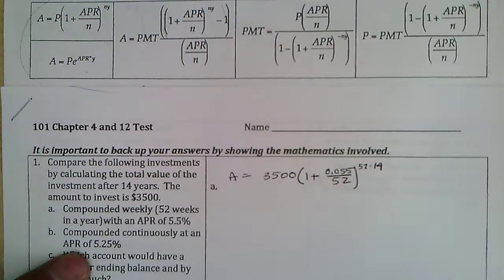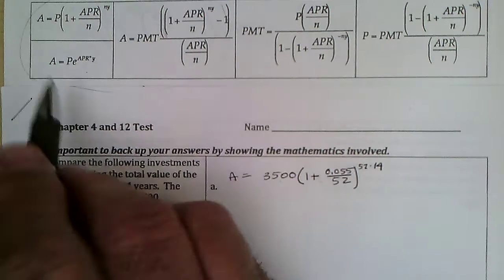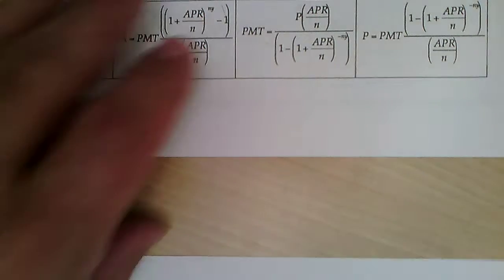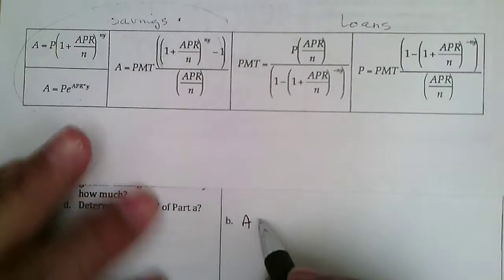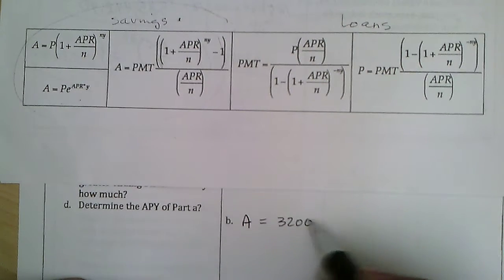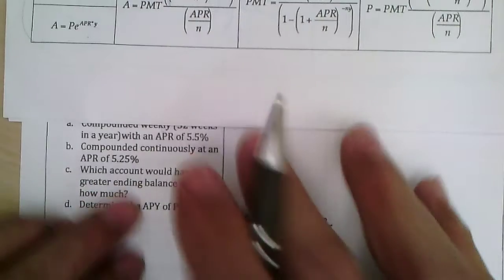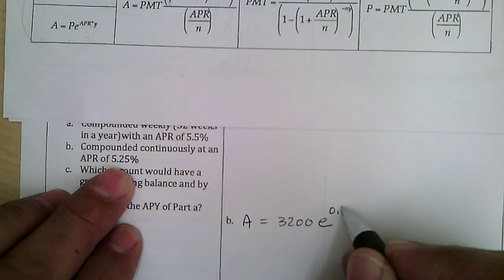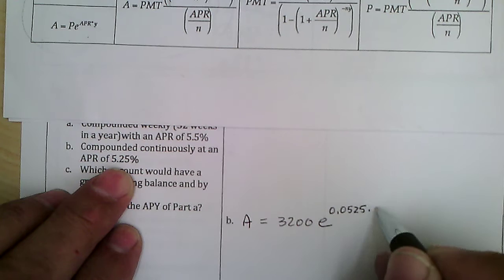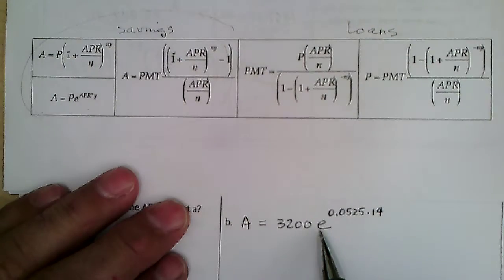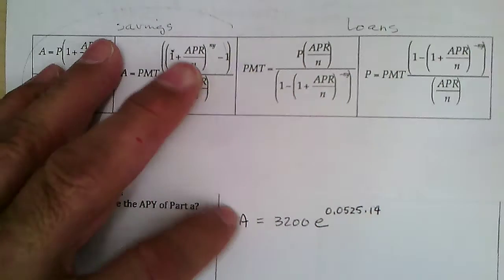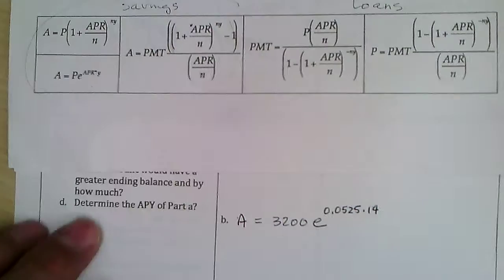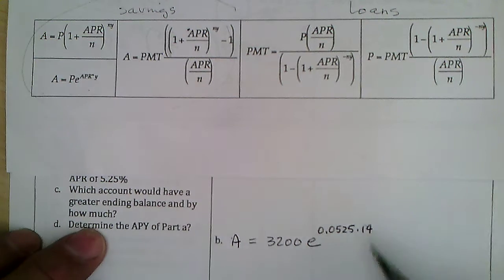times 3,500. Okay, compounded continuously, the amount after a while, that means we're going to use this formula, and we're going to have, again, the starting amount, which was 3,200, e to the APR, and the APR on that was 5.25, so we go 0.0525 for 14 years. And e is on your calculator. So you multiply these two, take e to that power times 3,500. Okay. And C, which has the greater ending balance.